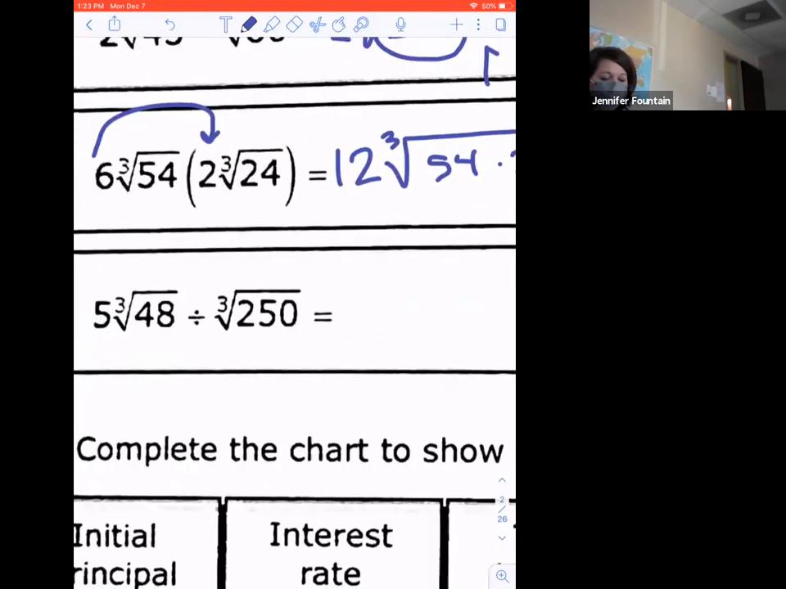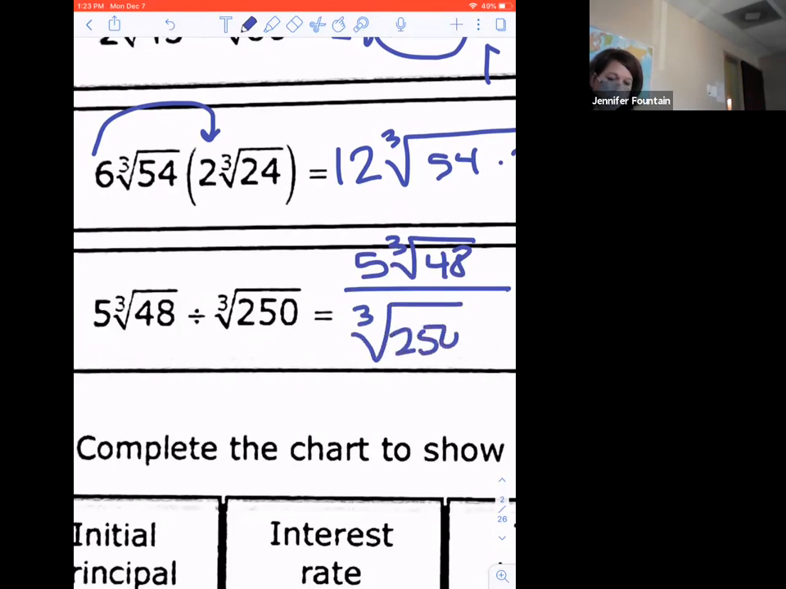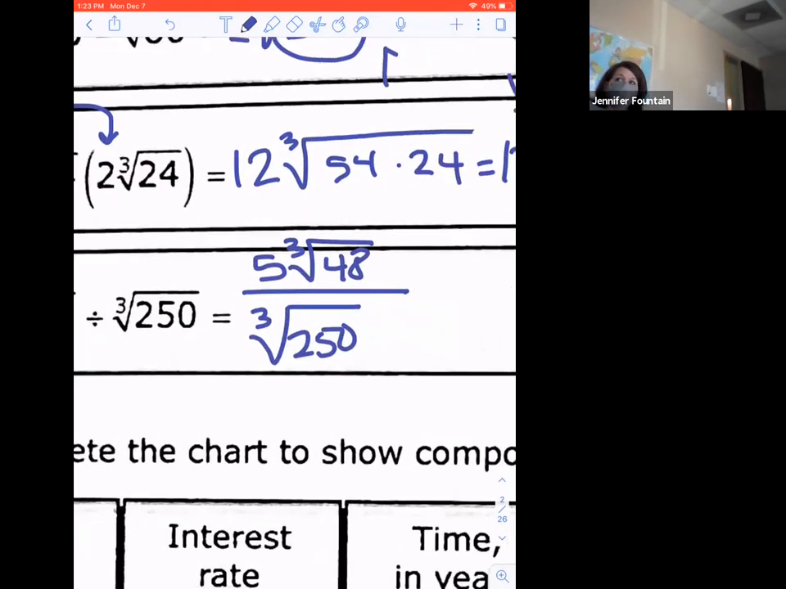Now we have 5 times the cubed root of 48 divided by the cubed root of 250. So what I'm going to do first is I'm going to rewrite this problem. And I'm going to write it as a fraction. Because remember, a fraction can represent a division problem, and so I'm able to see it better. So I don't have anything to divide my whole number 5 by. I just have a 5.